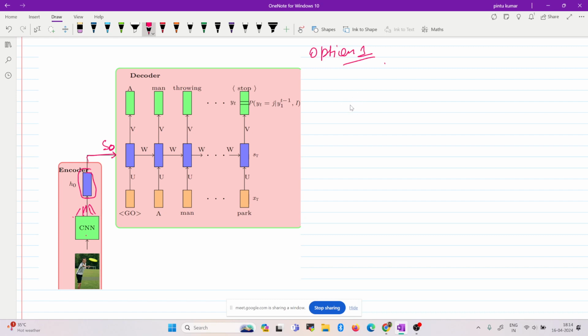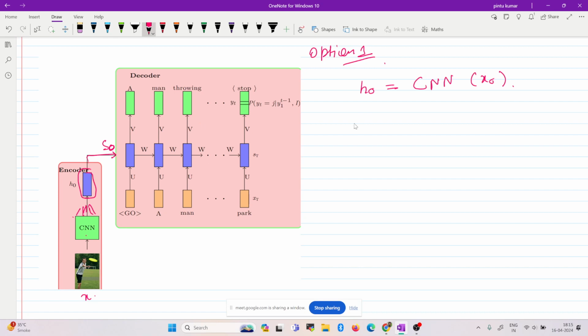Let's say this was your input. So what is your H node? H node is CNN of X node.